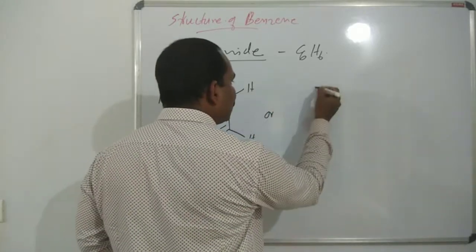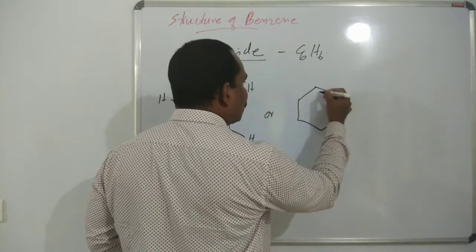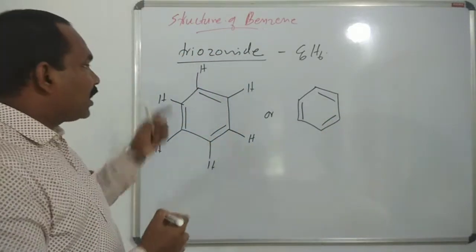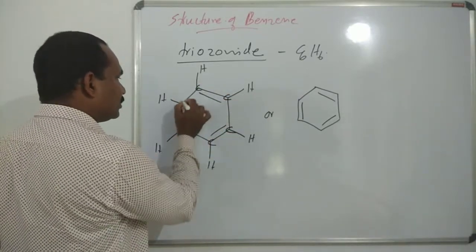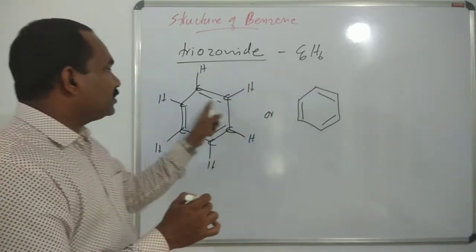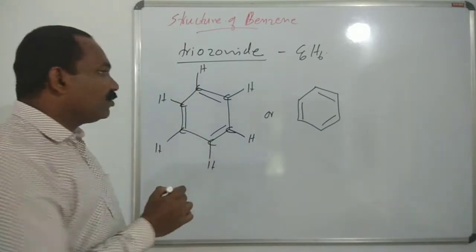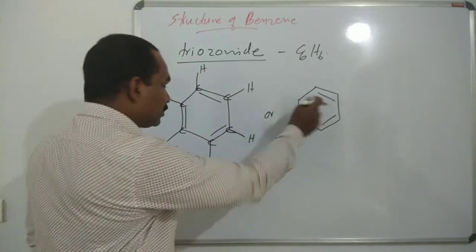And it is condensed into this formula. So 6 carbon atoms. All these coordinates are carbon atoms, you remember that. And 6 hydrogen atoms. So 6 carbon and 6 hydrogen. To make tetravalency, Kekulé put alternate double bonds, and that is the structure.